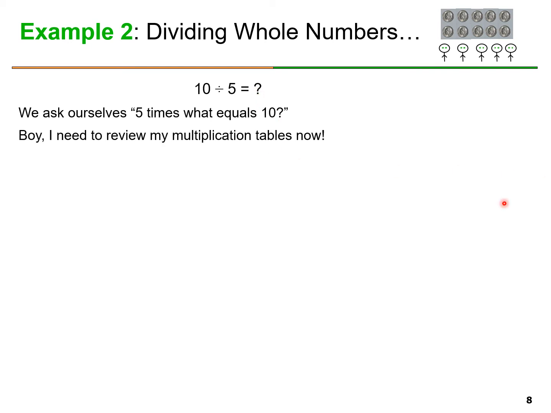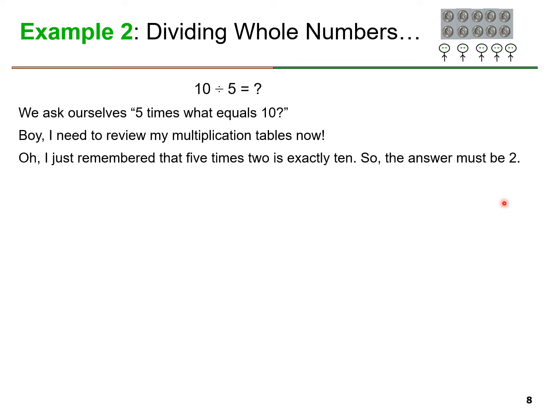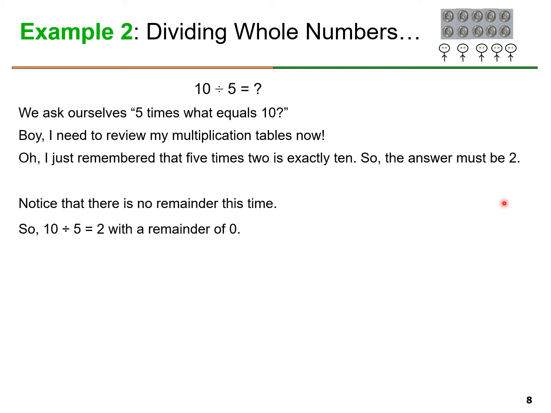Boy, I need to review my multiplication tables right now. Oh, I just remembered that 5 times 2 is exactly 10. So the answer must be 2. Notice that there is no remainder this time. So 10 divided by 5 is equal to 2, with a remainder of 0. Each student gets 2 dimes.